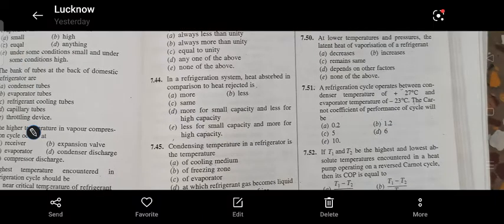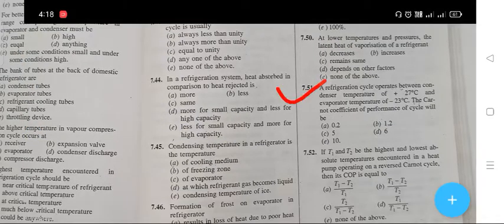The next question is, a refrigerant cycle operates between condenser temperature of plus 27 degrees Celsius and evaporator temperature minus 23 degrees Celsius. The Carnot coefficient of performance of the cycle will be. The right answer is C, that is your 5.